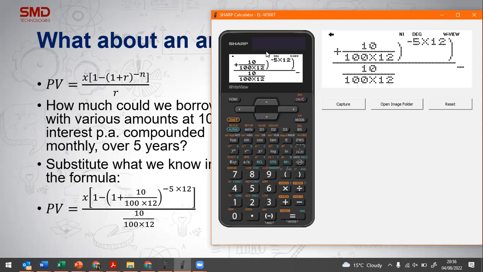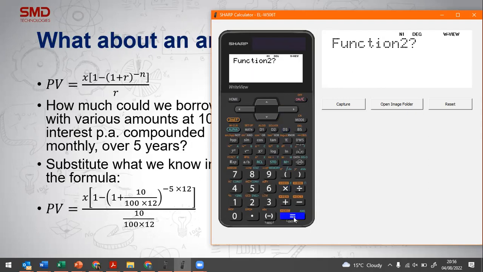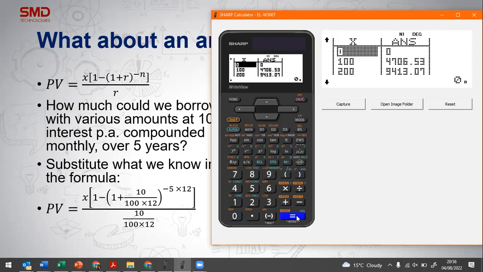So what we do is we press on. We can see our expression is still there, so we're just going to leave it. Press equals, leave function 2, so press equals. Leave your start at 0, but this time make your step 100. Now if I am willing to pay back 500 Rand a month for 5 years at 10% per annum compounded monthly, I can borrow 23,500 Rand. If I'm willing to pay back 1,100 Rand, I can borrow 51,000 Rand.